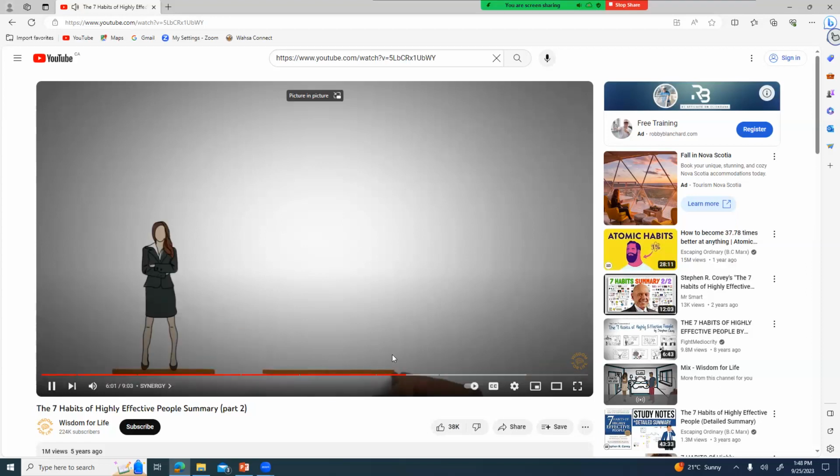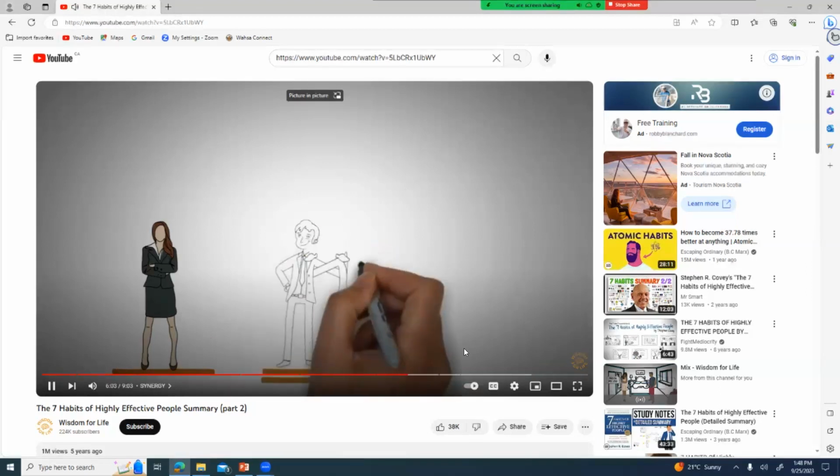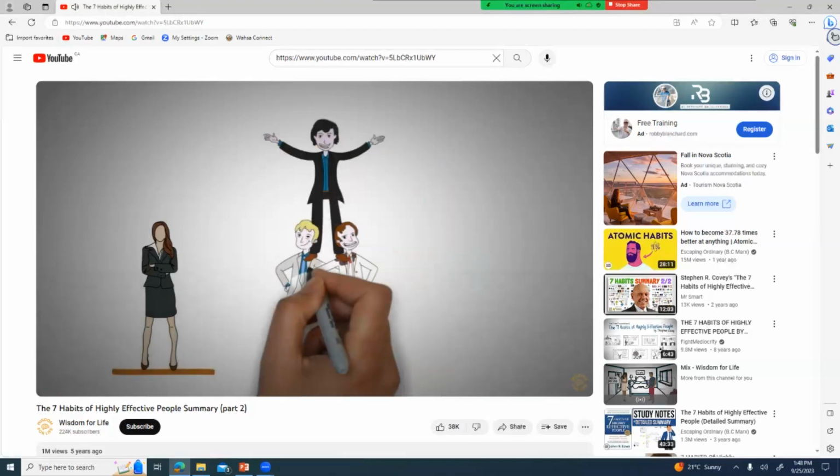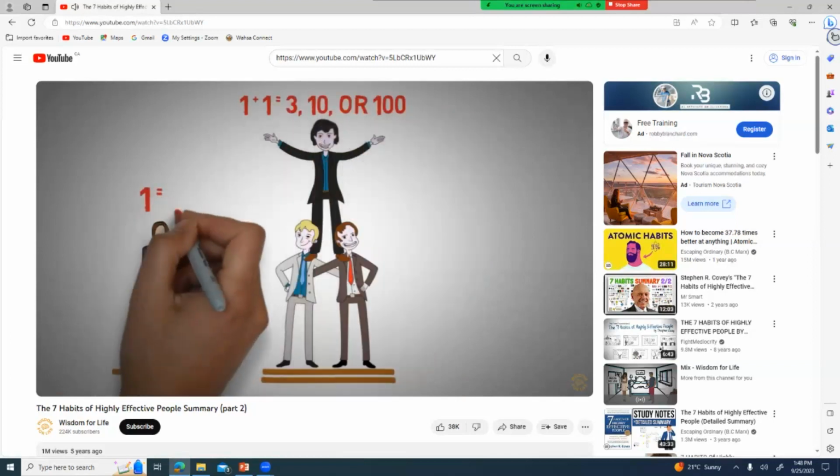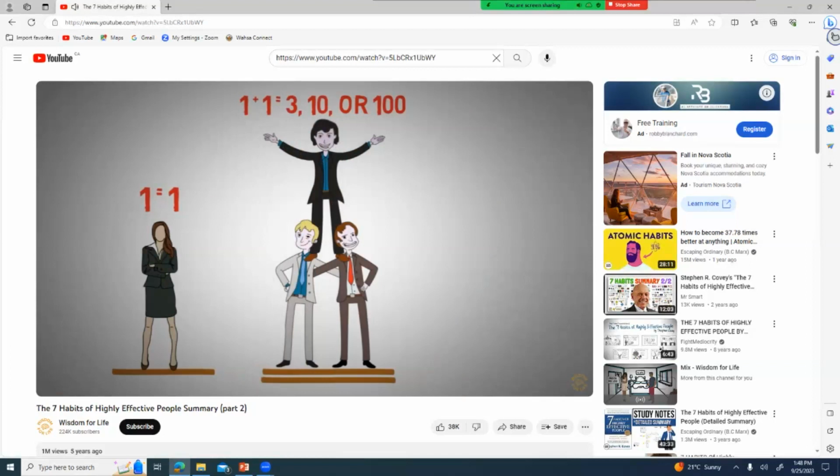When you put all of this together, the overall strength increases by more than 2 times. With synergy, 1 plus 1 can equal 3, 10, or 100. Think of how individual units can work together to create something even bigger.